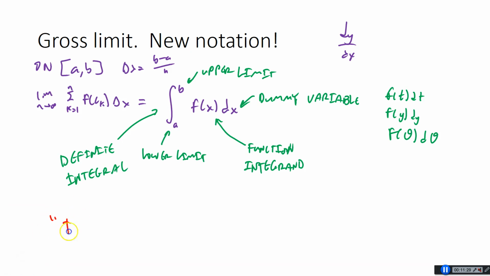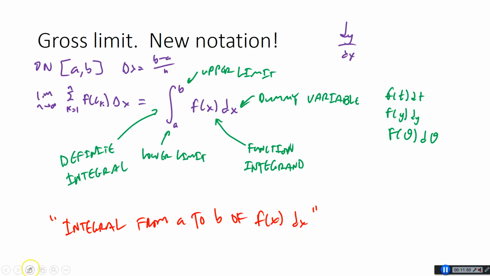This is the integral from a to b of f of x dx. Okay, so I'd say I'm integrating from a to b. This is the integral from a to b of f of x dx. So the dx just tells you that you're integrating along the x-axis.